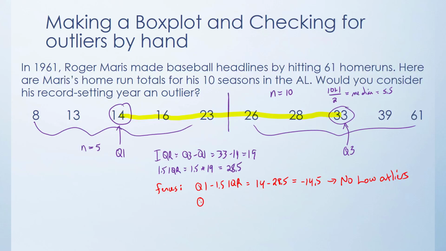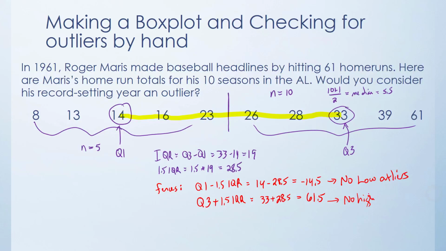Then we're going to do the other side. We're going to do our Q3 plus 1.5 times the interquartile range. So we've got 33 plus 28.5, and when we add that, we get 61.5. So guess what? That year where he hit 61 home runs is actually not an outlier. So no high outliers either.